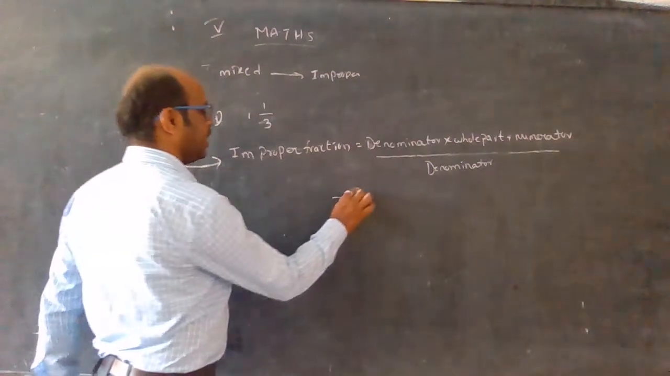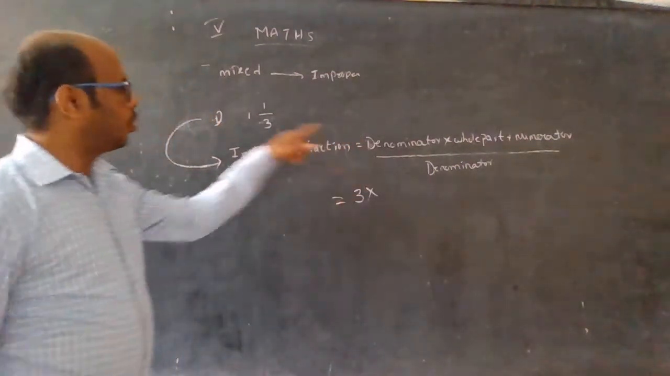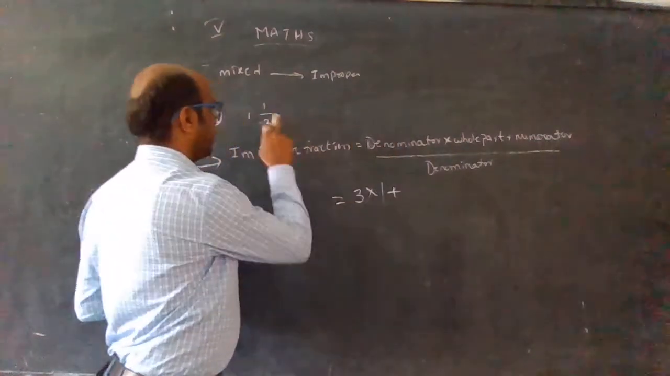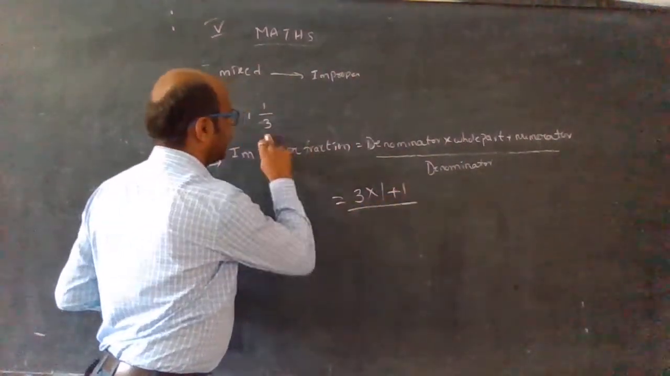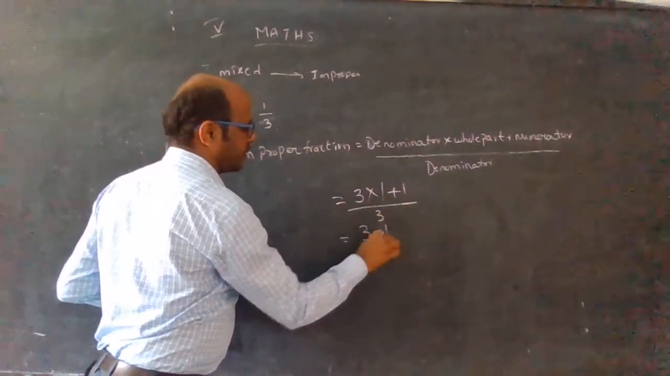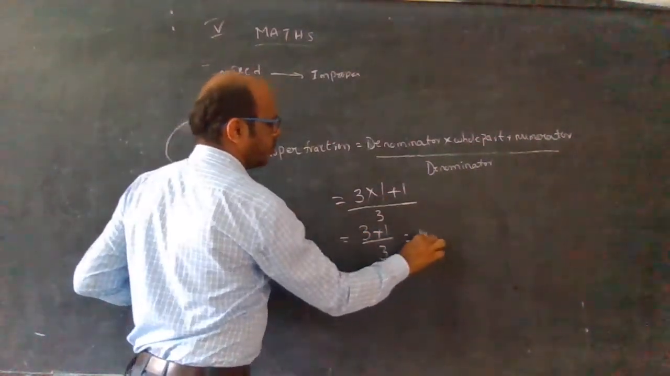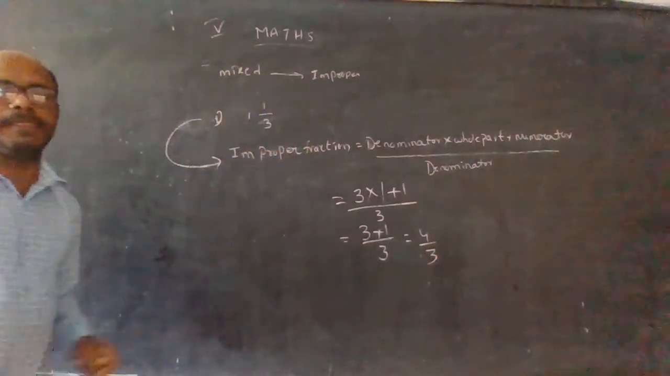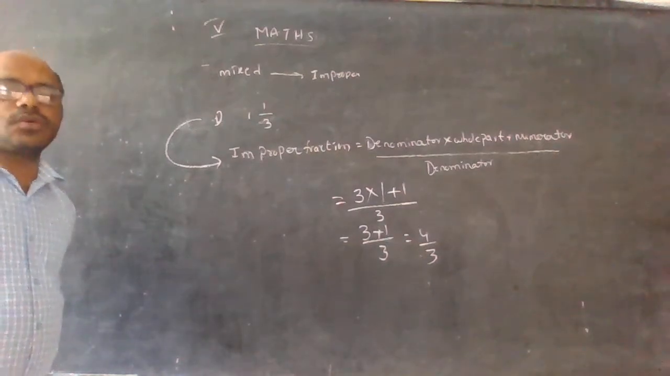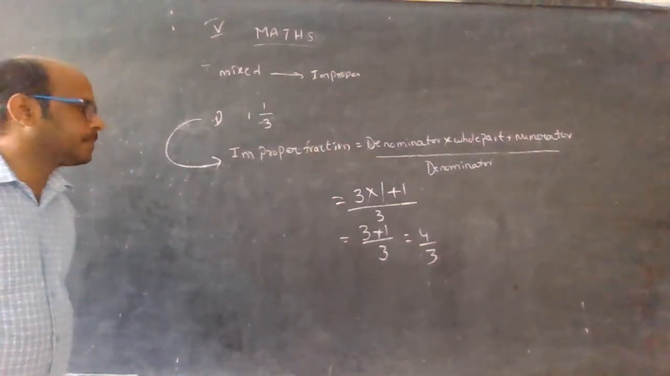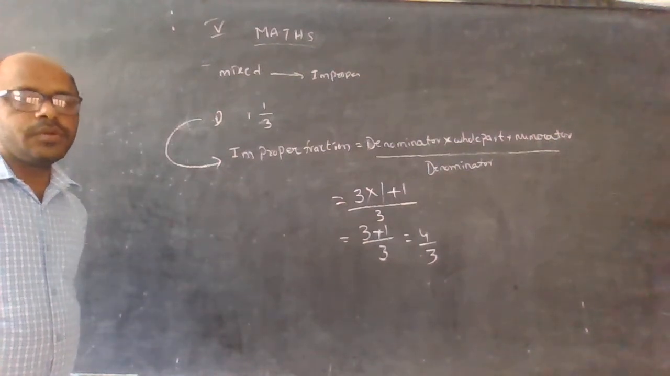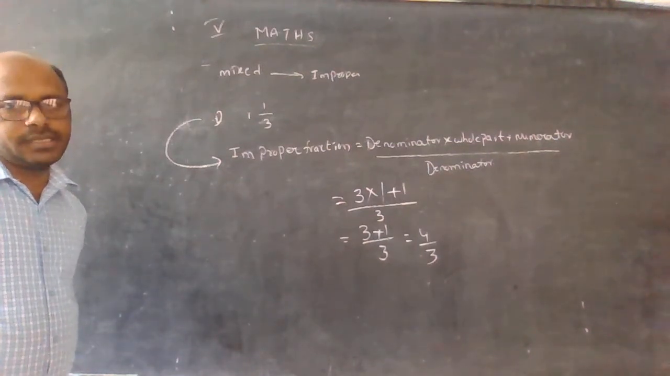Denominator is 3, into whole part, which is 1, plus numerator 1. 3 ones are 3, plus 1, by 3. This is equal to 4 by 3. This is the way we convert a mixed fraction into an improper fraction.